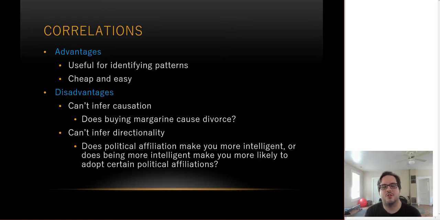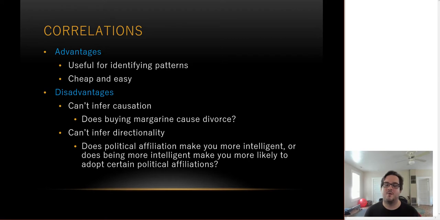The other thing that's important is you can't infer directionality. And I want to give you a slightly different example for this. If you look at raw numbers and compare political affiliation, Republican or Democrat, and compare intelligence, which we measure using something called IQ, which I'll probably explain a little bit later, but for now just know that it's a standard way of measuring intelligence. If you look at the association between political affiliation and intelligence, it turns out people who affiliate with the Democratic Party tend to score higher on these IQ tests compared to people who identify as Republican.